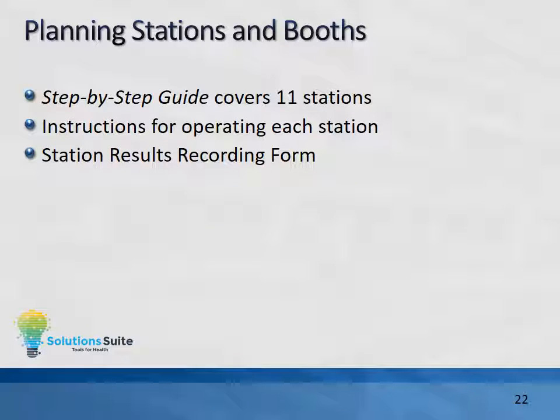Health fairs vary in the types of booths or stations that are offered. Our guide describes 11 stations. The next section of this webinar covers each of these 11 stations. For each of these stations, we provide step-by-step instructions for how to operate it, along with a handout to post at the station containing these instructions, and a station results recording form for anonymously documenting individual test results for data collection purposes. You may choose to offer fewer, more, or different stations than we did. For example, you may want to include a station on local farmers markets, nutrition, or dental health.